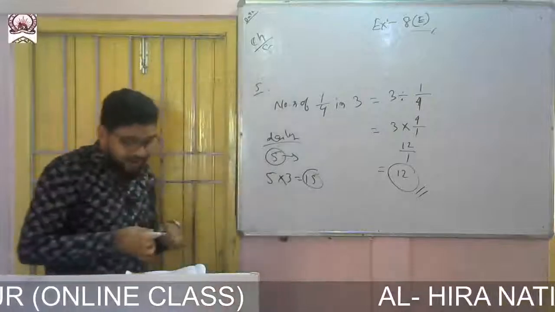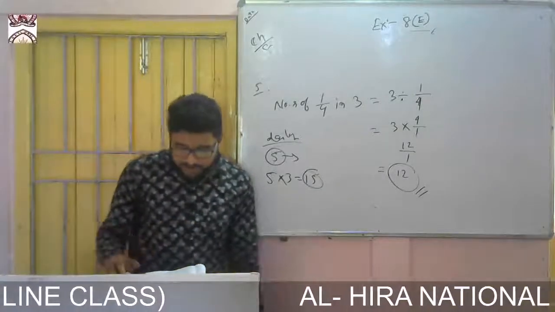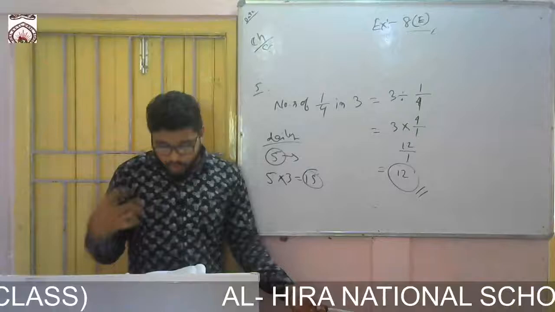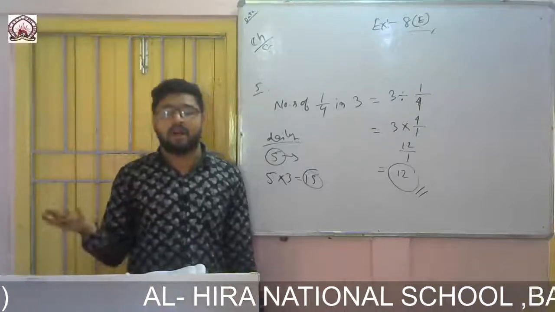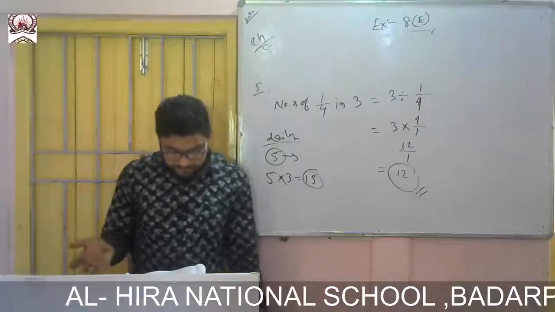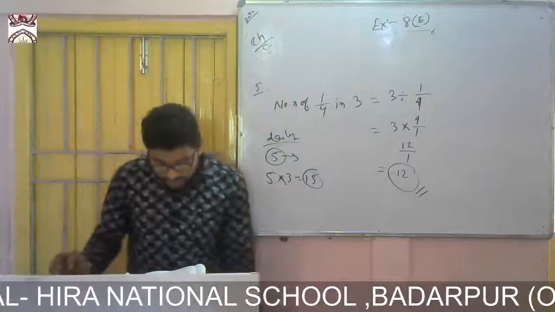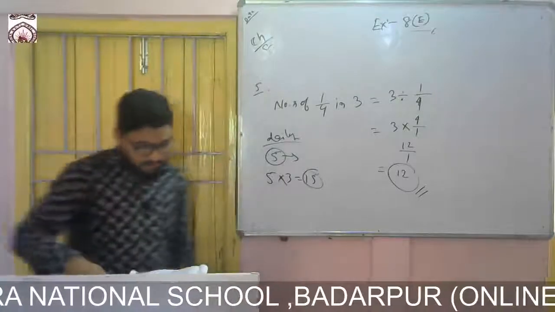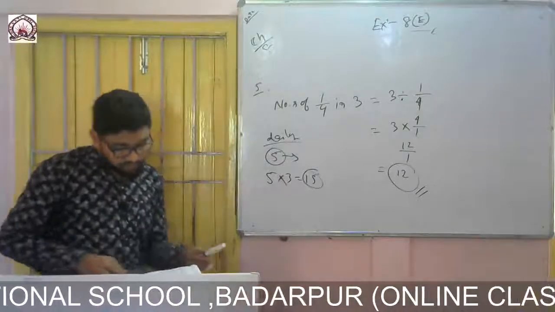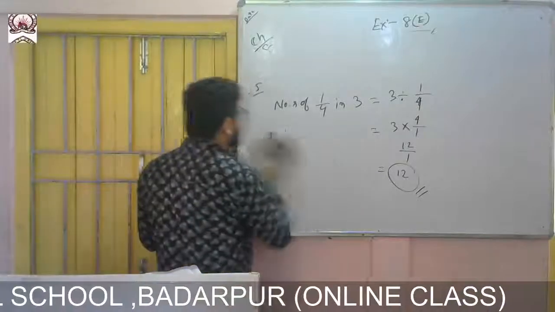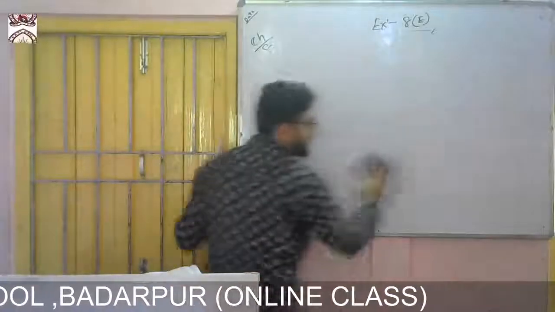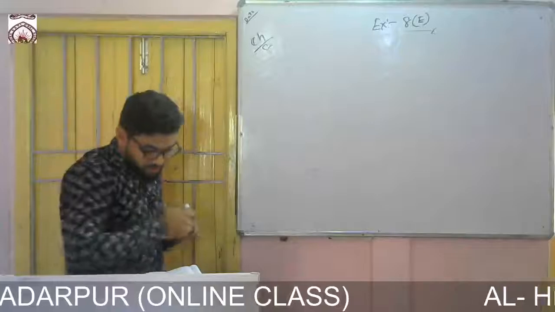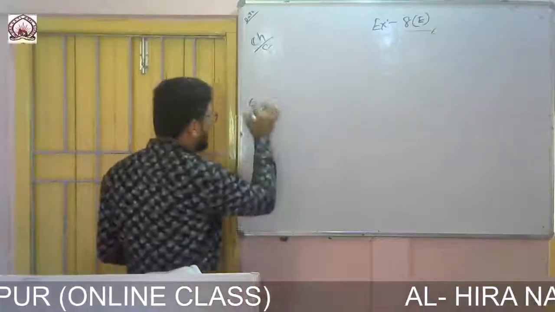So like this, in one day he walks 4 1/4 kilometers. So in 12 days, how many kilometers will he walk? It is division. Sorry, it is multiplication. So write question number 6.